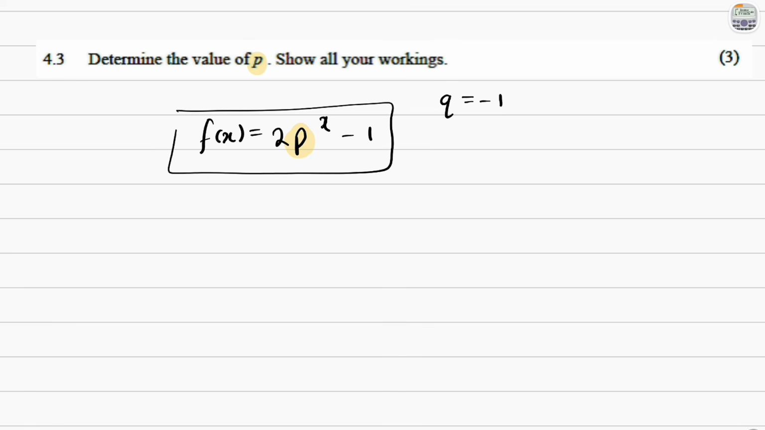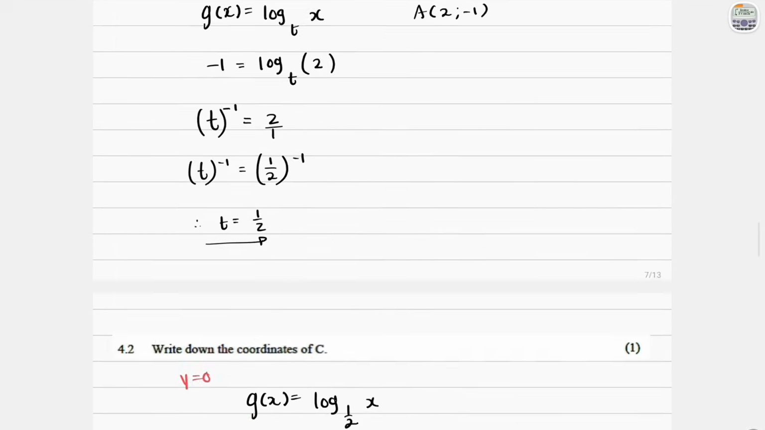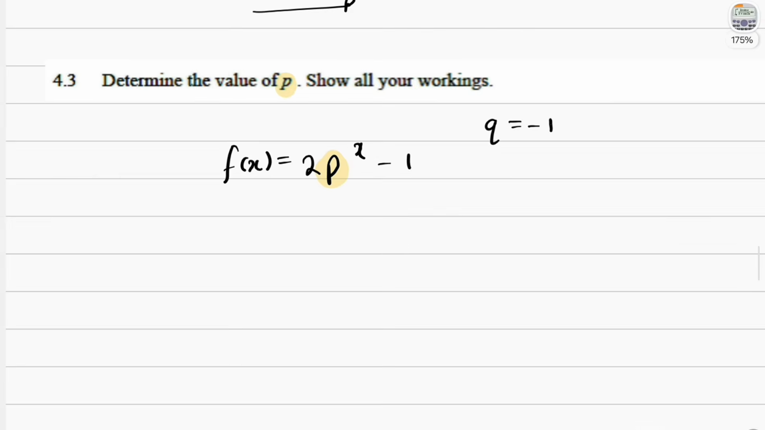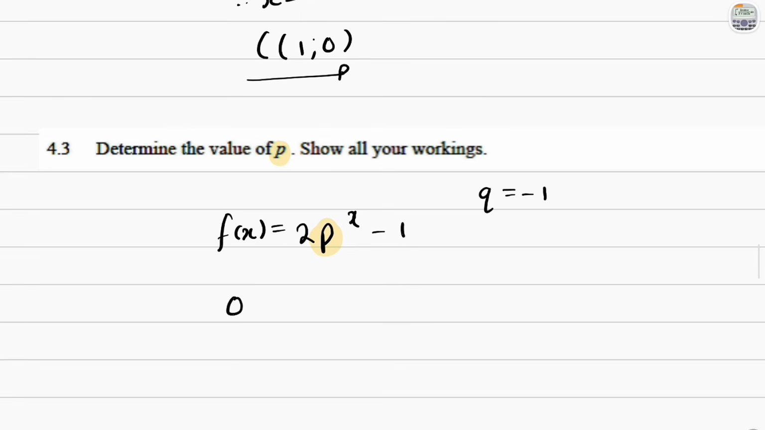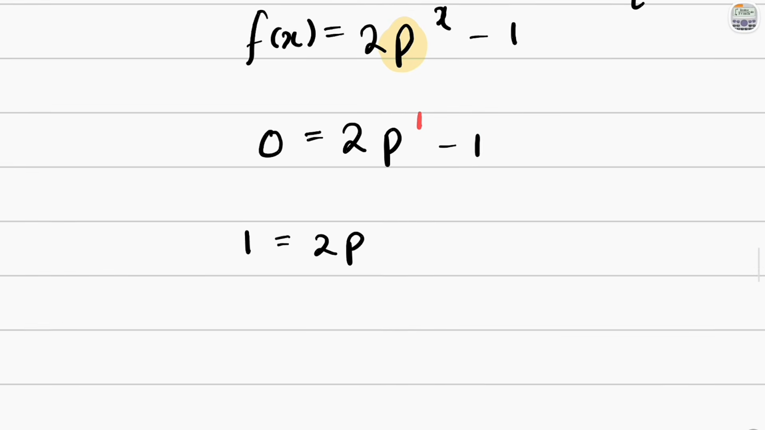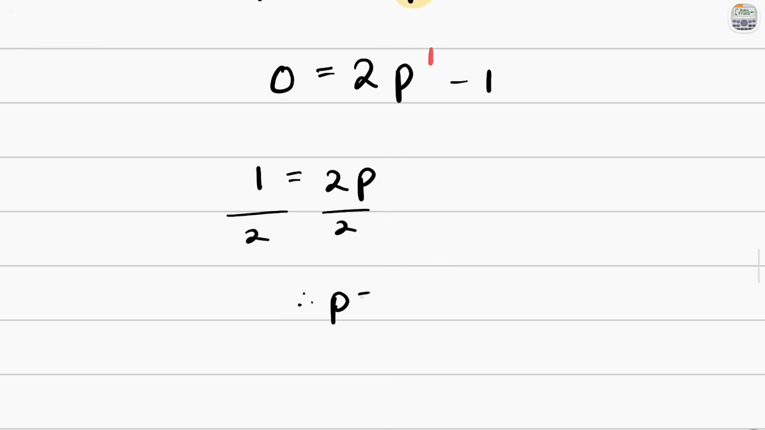If you have one point on the graph of f, you can use it to find p. And we do have one point on the graph of f. It's the point we previously found, C, which is a common x-intercept between both graphs. So we can just substitute C. Its y value is 0, its x value is 1. So 0 equals 2p raised to the power of 1, minus 1. To find p, transpose the 1: 1 is equal to 2p, and divide both sides by 2. Therefore, p is simply equal to 1 over 2. And that is our answer.